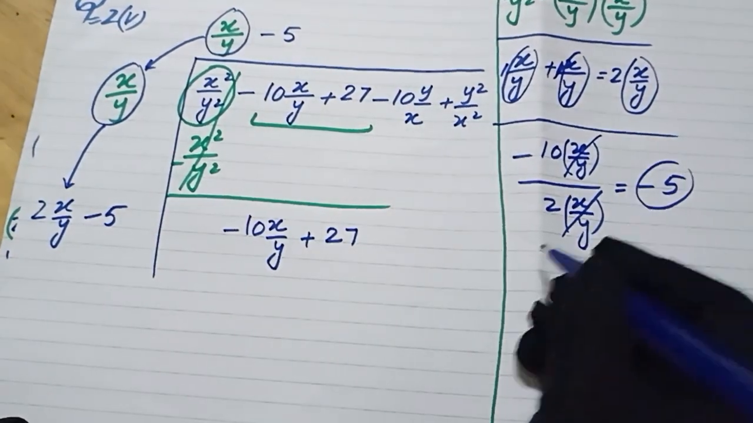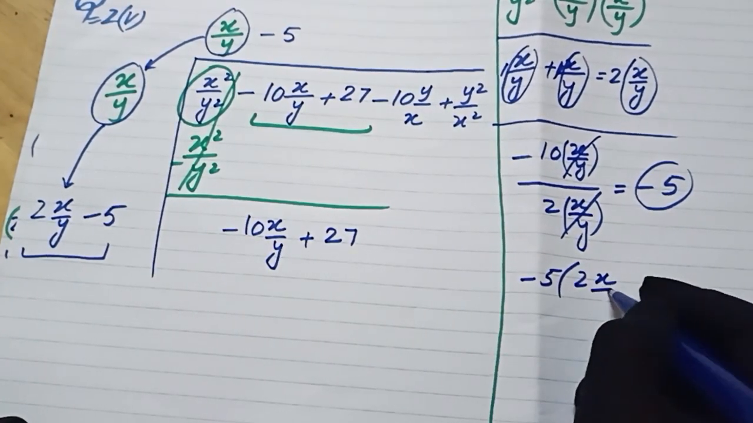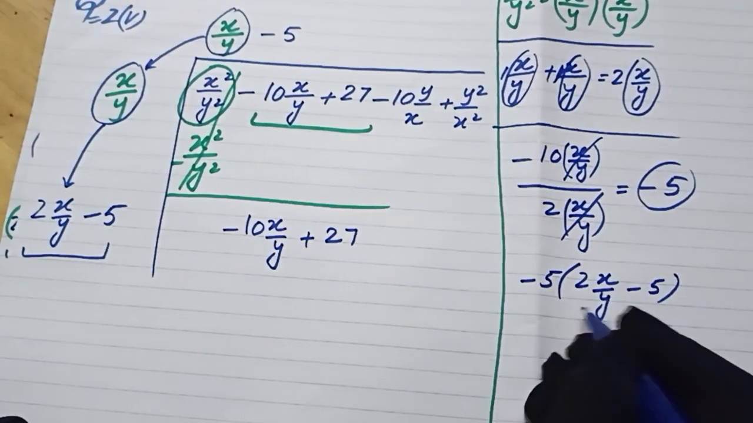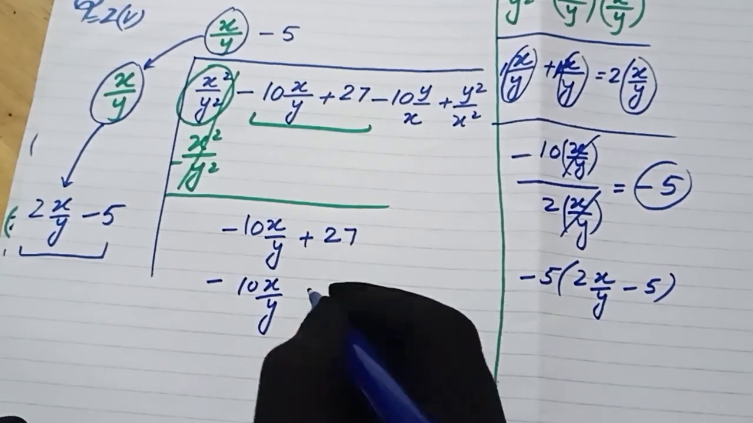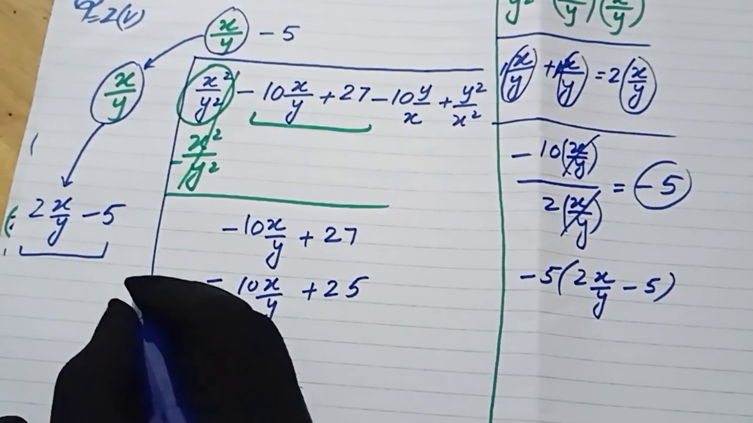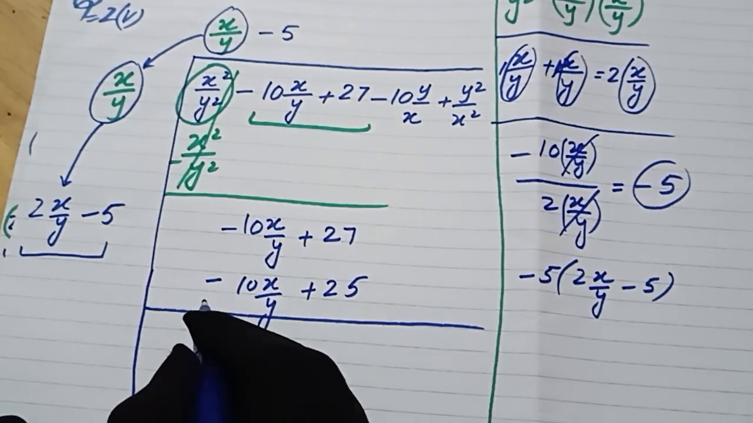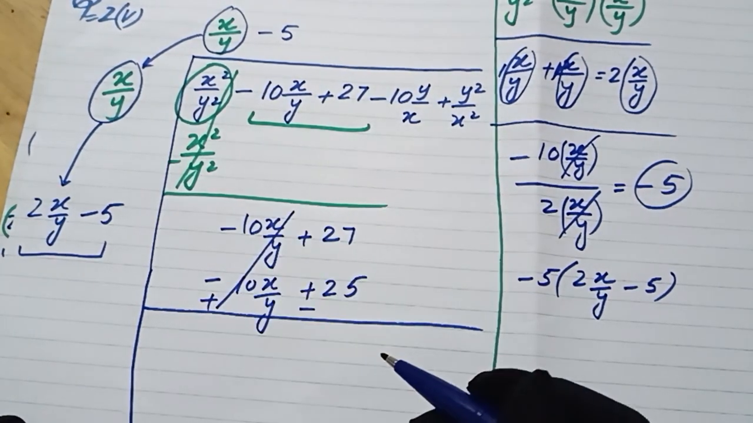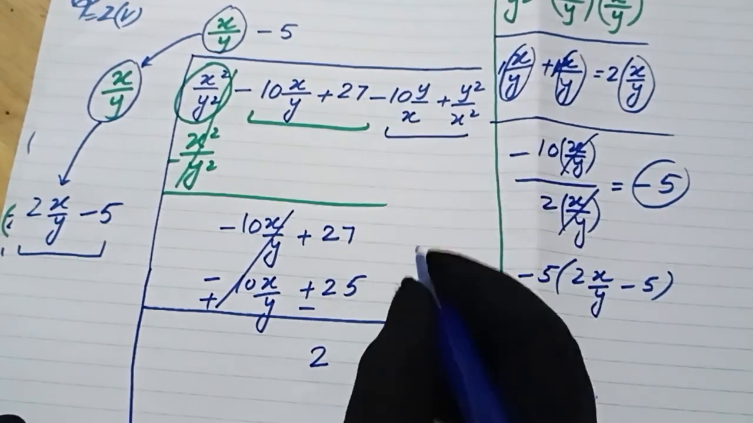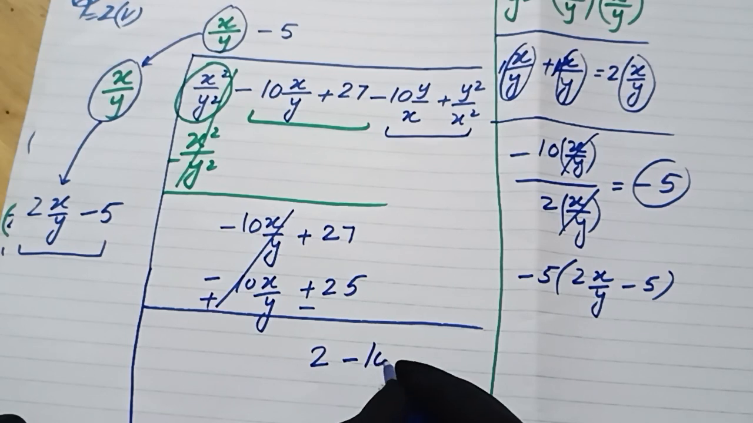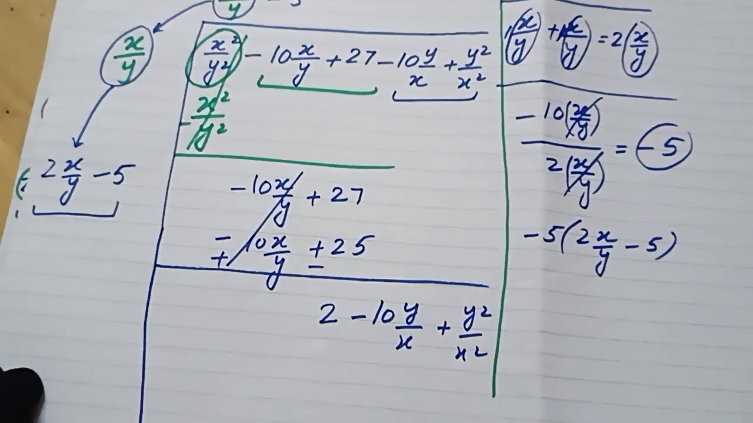Now this term minus 5 is multiplied by the complete divisor, 2x over y minus 5. The product we write here: minus 5 twos are minus 10 x over y, minus minus plus, 5 fives are 25. In each step you must be careful that the first terms have to be the same, so that when you subtract, they cancel. 27 minus 25 is 2, and now bring this complete pair down: minus 10 y by x plus y square over x square.